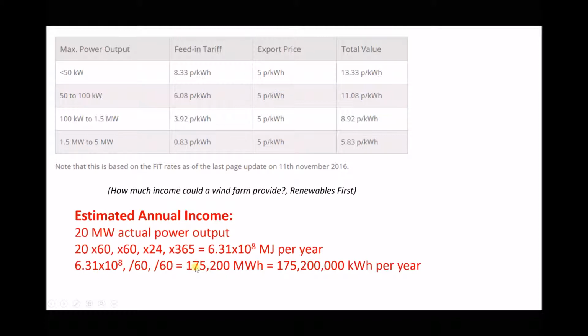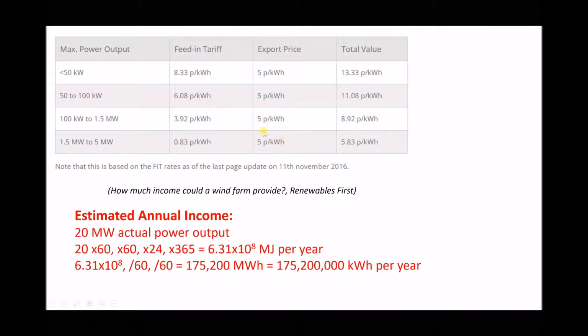So doing that, I get 175,200 megawatt hours. It's megawatt hours because our energy was measured in megawatts. All we've done is convert from seconds to hours. So the final step to get from megawatt hours to kilowatt hours is to times by 1,000. Timesing by 1,000 gives us 175,200,000 kilowatt hours. And for each of those kilowatt hours, we're going to get paid 5 pence.